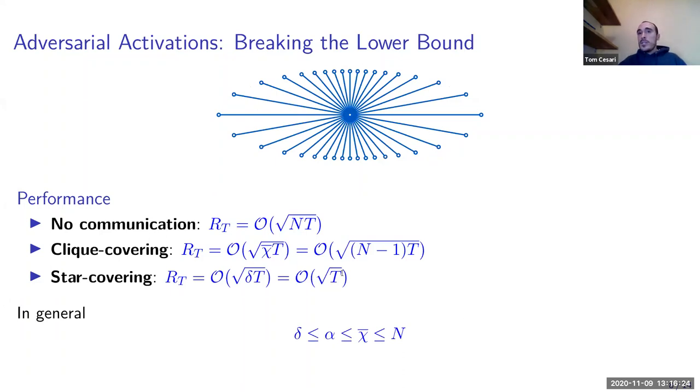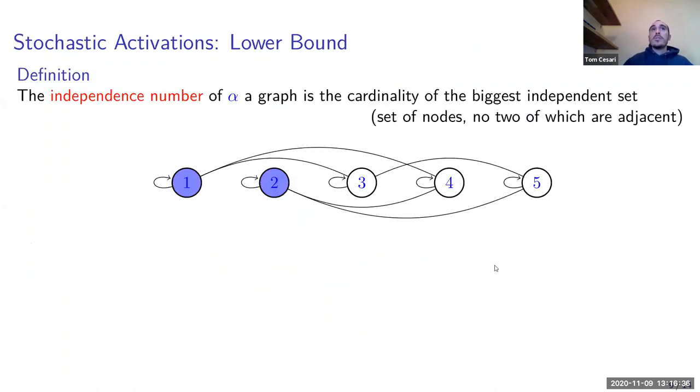So in general, this is just the graph theoretical stuff. The independence number is always smaller than the clique cover number, which is always smaller than the number of nodes. And as you can see, there is another little guy here, which is the independence number, which I will introduce next. Where I also move away from adversarial activation and talk to you a little bit about stochastic activation. So the independence number of a graph is simply the largest cardinality of an independent set. So the largest cardinality of a set of nodes, no two of which are adjacent.